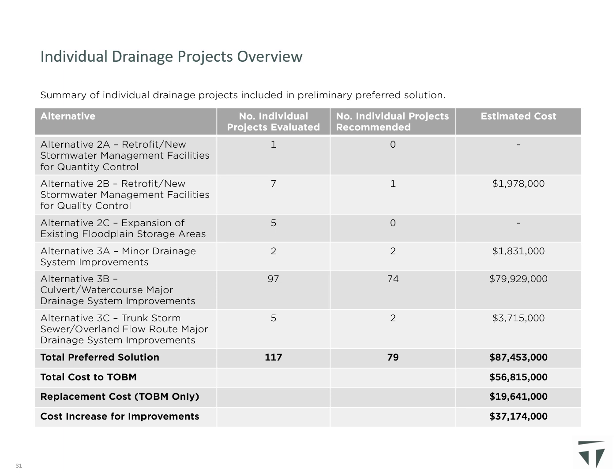$37,174,000. We note that this estimated cost assumes the drainage improvement projects will be constructed individually, while in reality there will be cost savings as some of the recommended drainage improvements can be completed during road reconstruction and infrastructure renewal projects.